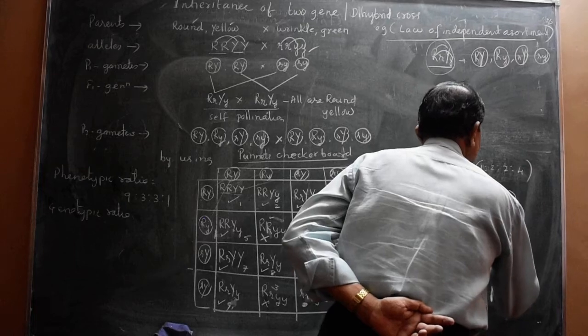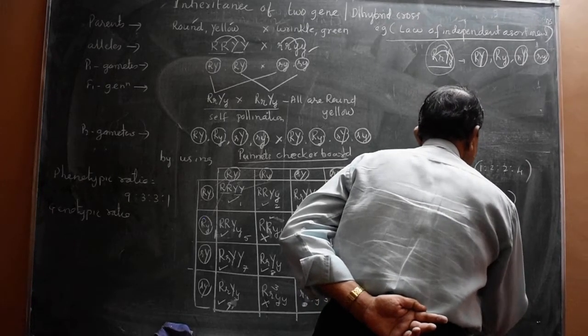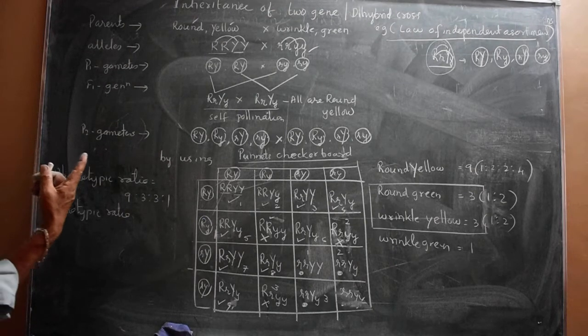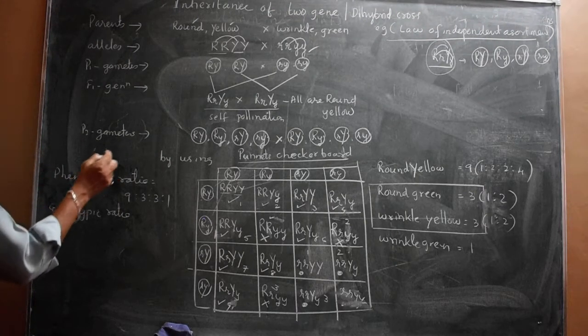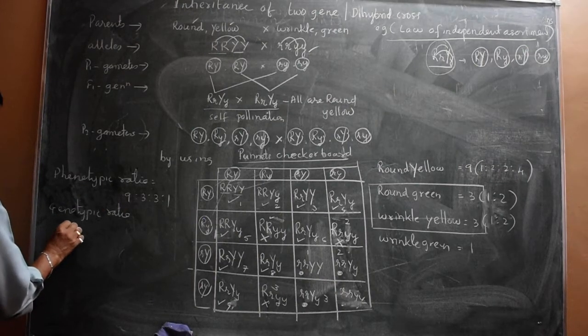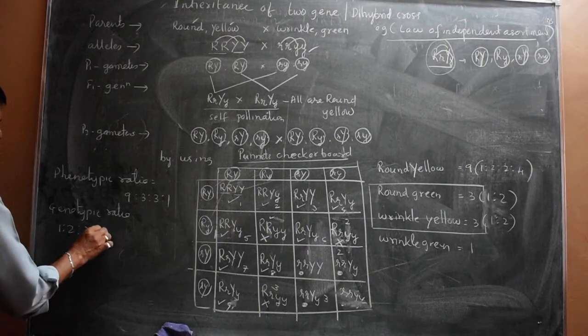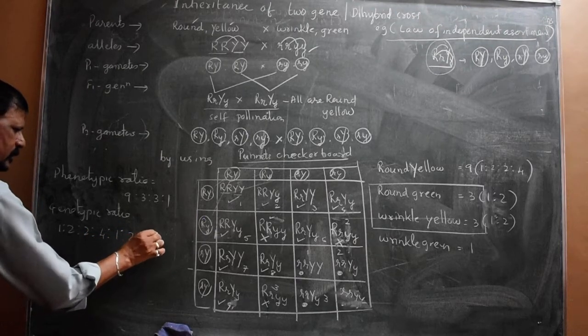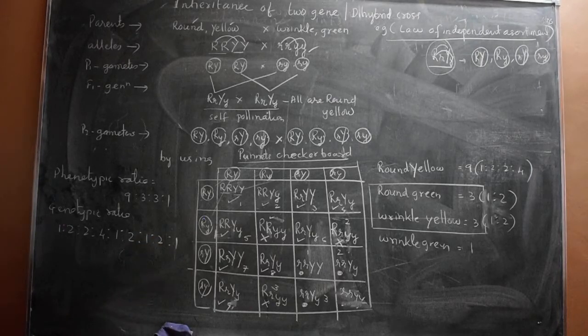And this here is also 1:2, and this is the 1. Wrinkle green is the 1. So thereby I can write, now the genotypic ratio of the dihybrid cross is 1 is to 2 is to 2 is to 4 is to 1 is to 2 is to 1 is to 2 and 1.